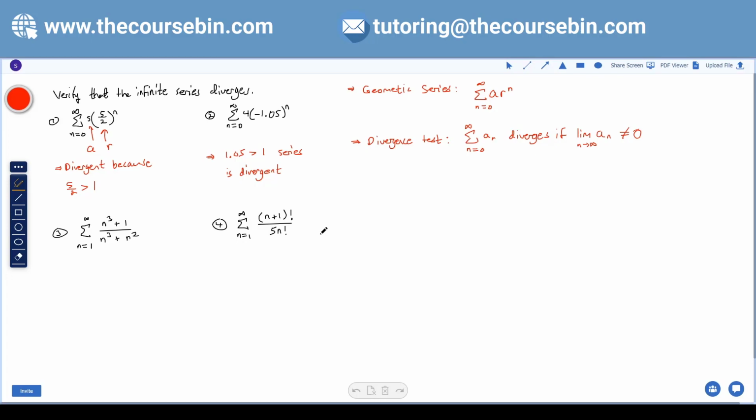It should be an easy limit to take. And it should give you 1. Your answer should be 1, right? Exactly. So we're gonna say limit as n goes to infinity of n power 3 plus 1 over n power 3 plus n squared equals 1, right? Which is not equal to 0, therefore divergent.